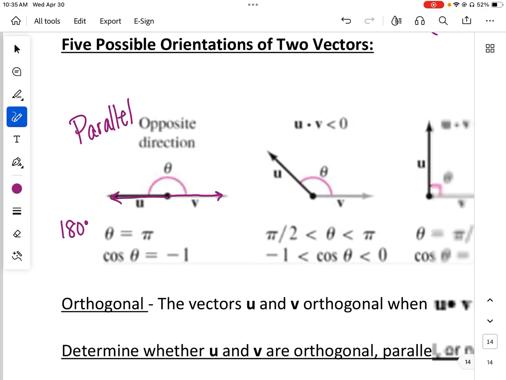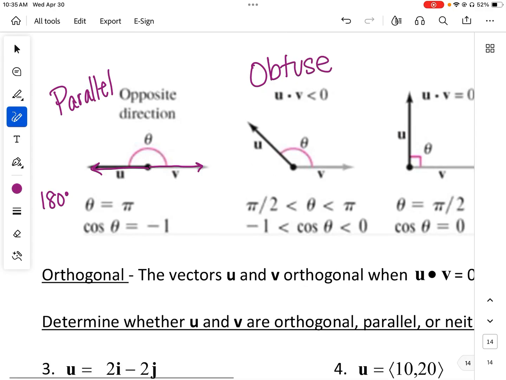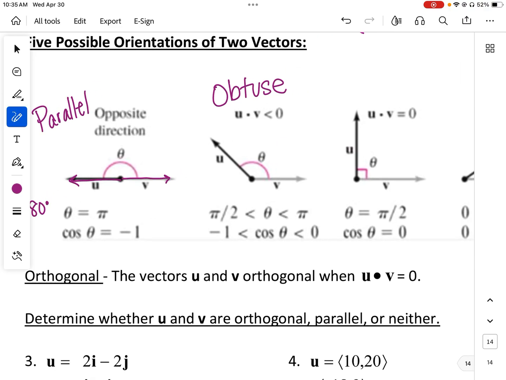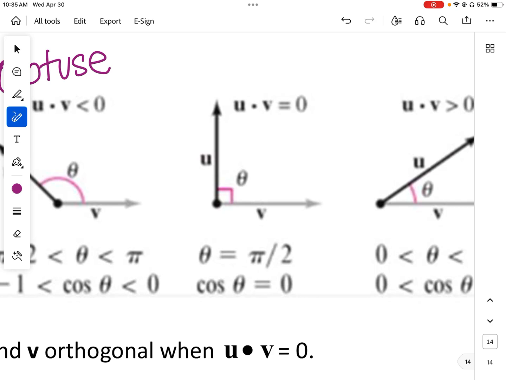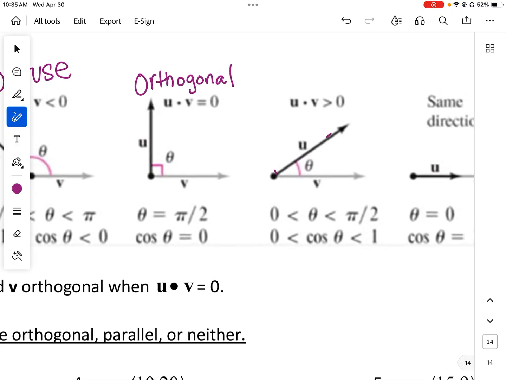Okay, the next one is when theta is between pi over 2 and pi. So it is obtuse, and what this says is the dot product is less than 0. It's going to be obtuse. If the dot product equals 0, it's going to be a right angle, which is called orthogonal. The next one is an acute angle, and it is whenever the dot product is greater than 0.